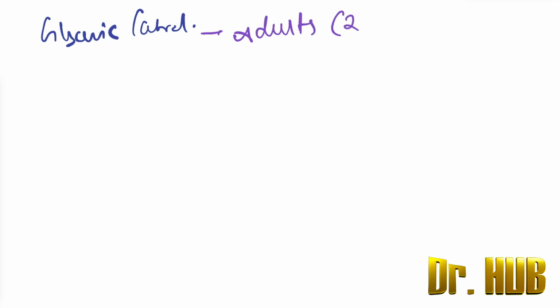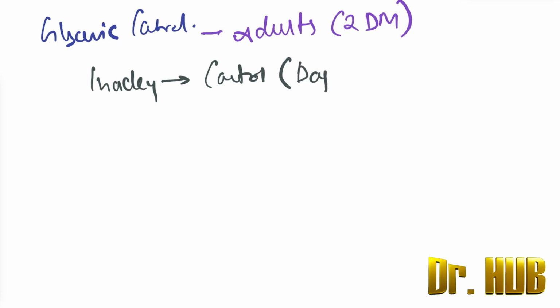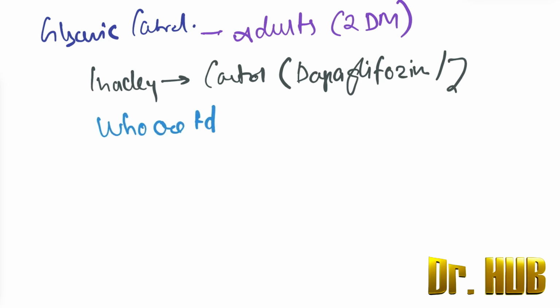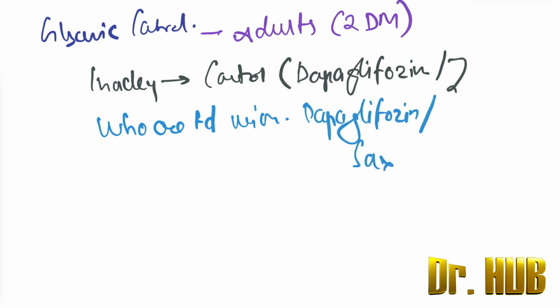The glycemic control is in the case of adults with type 2 diabetes mellitus who have inadequate control with dapagliflozin, or who are already treated with dapagliflozin or saxagliptin.